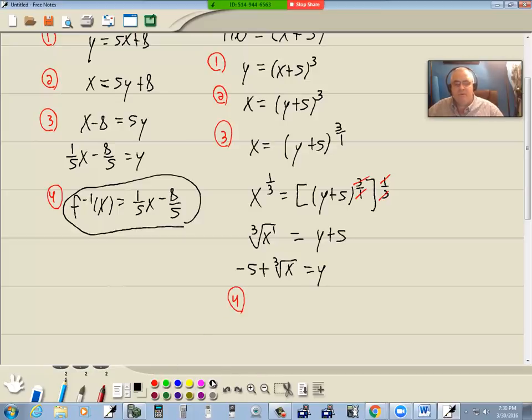And then step 4, replace y with your inverse notation. So we got the inverse of f is equal to negative 5 plus the cube root of x. And that's our answer.